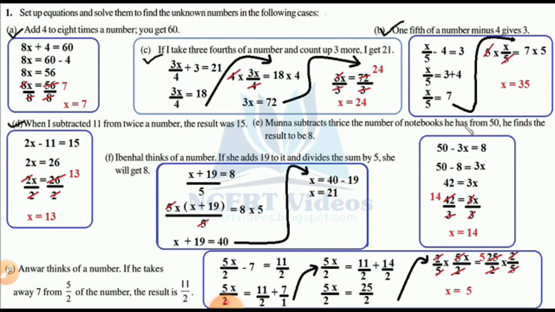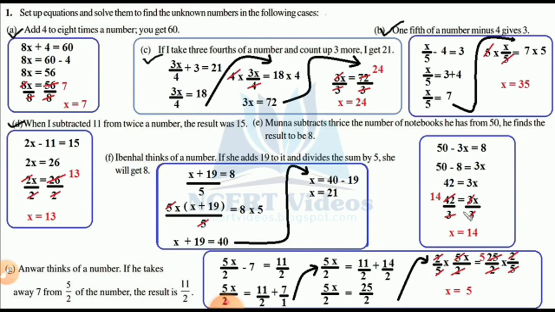E. Munna subtracts twice the number of notebooks he has from 50. He finds the result to be 8. Subtract 3x from 50 and the result is 8. Correct. 42 is equal to 3x.